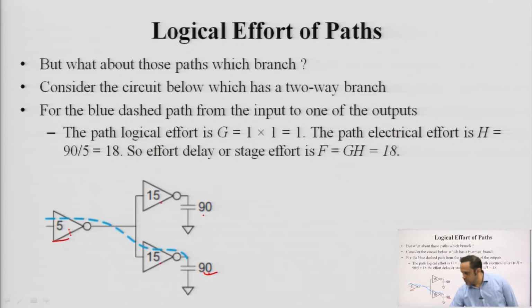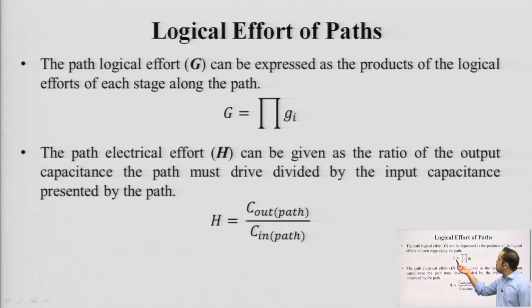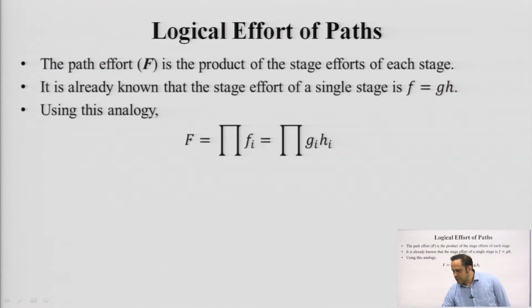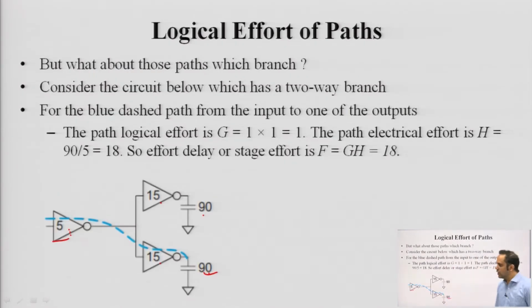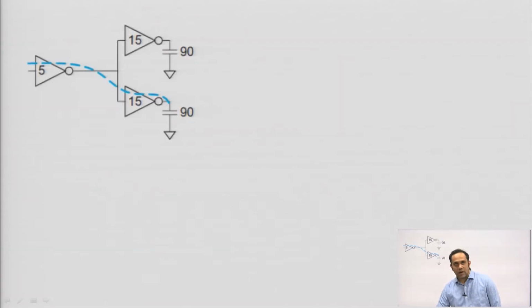Okay. So, we have shown that the path logical effort is the product of the logical effort of each stage, and the path electrical effort is the ratio of the output capacitance to the input capacitance in the chosen path. And then the path effort is simply the product of each stage. Going by this explanation, I am going to have the path logical effort as 1 and the path electrical effort as 18. So, the effort delay or stage effort is simply going to be 1 times 18, which is 18.